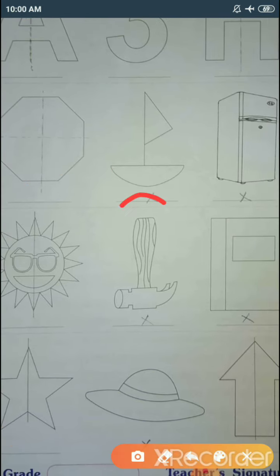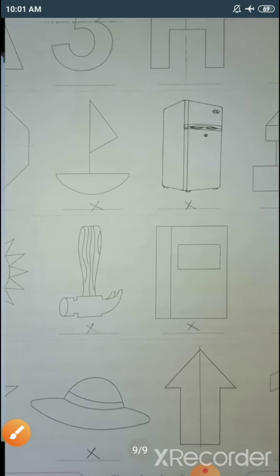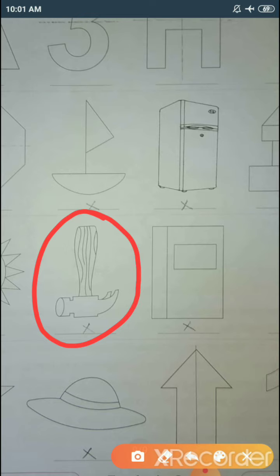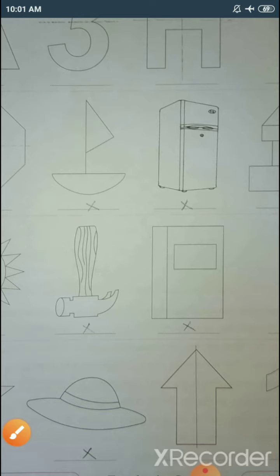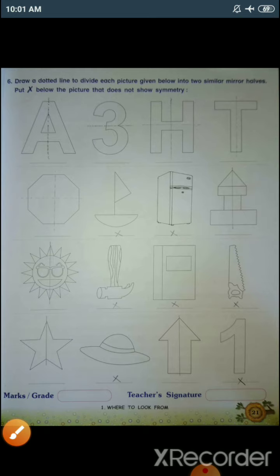Now for the second example we will take the hammer. Suppose we draw one vertical line, then part 1 and part 2 both look different from each other. Let's try drawing a horizontal line, then part 1 and part 2 do not look the same. So we conclude that this shape does not show any symmetry. With the help of this method, you need to solve the other shapes.